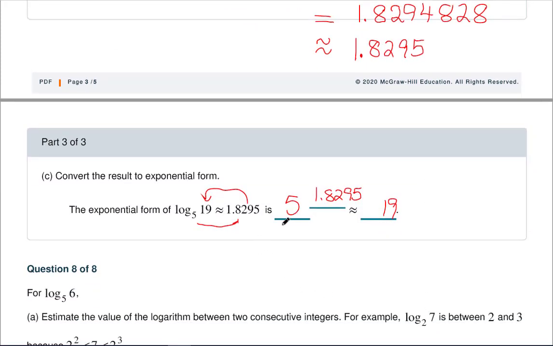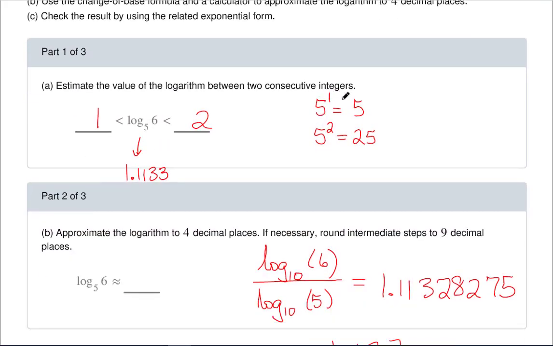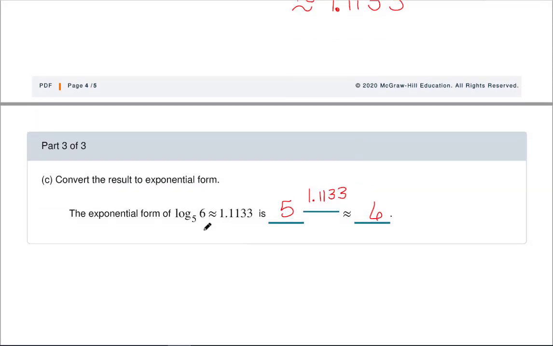And then they're showing you again to reiterate, why is this true? All right, well, what about log 5 of 6? Well, let's see. 5 to the 1 again is 5. 5 squared is 25. So I have 6, so the answer should be closer to 1. And it is. It turns out it's 1.1133. How do you get it? You use change of base. So log 10 of the 6 divided by log 10 of 5. We get the result, round it to 4 decimal places, and then finally, write how it works. 5 raised to this particular number is 6.